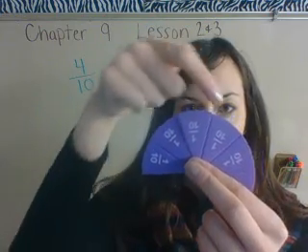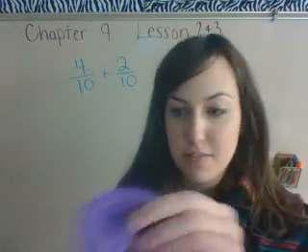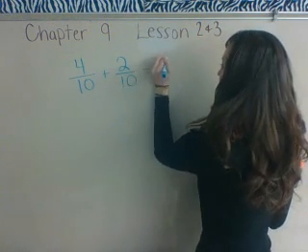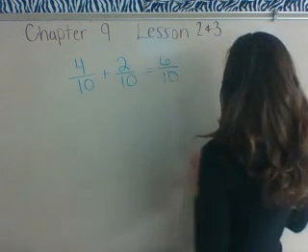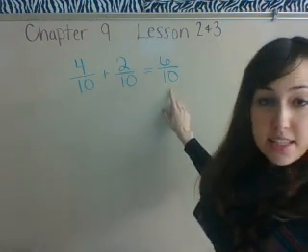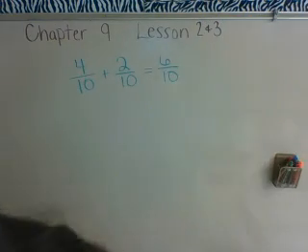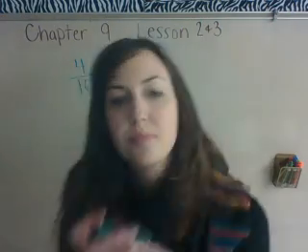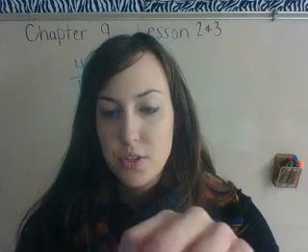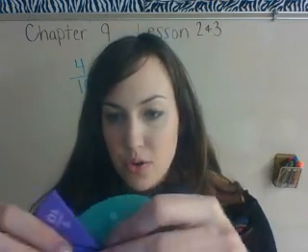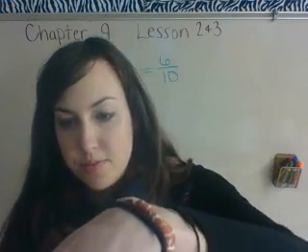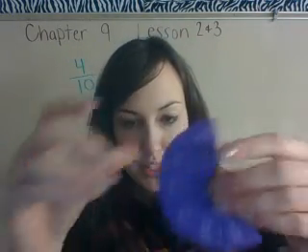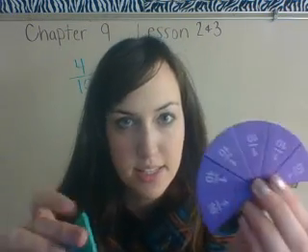So 1, 2, 3, 4, 5, 6. So I have 6 of them now. So it would be 6/10. Now 6/10 can be simplified. Let me show you. If I take out my 5th pieces, if you were to have your fraction circles and you started to compare, you could hold up your 6/10 just like this.